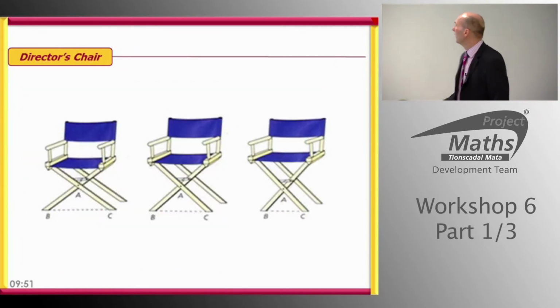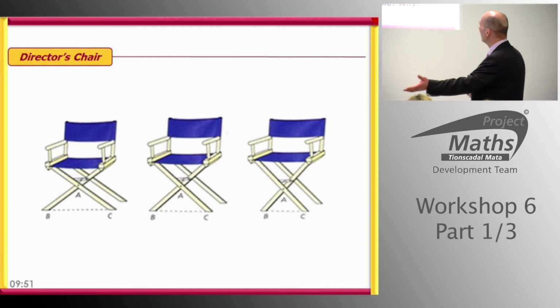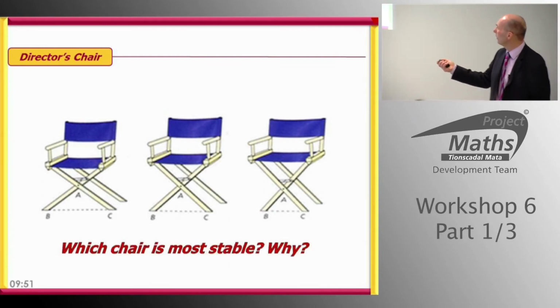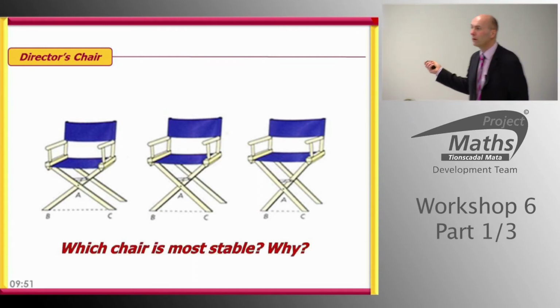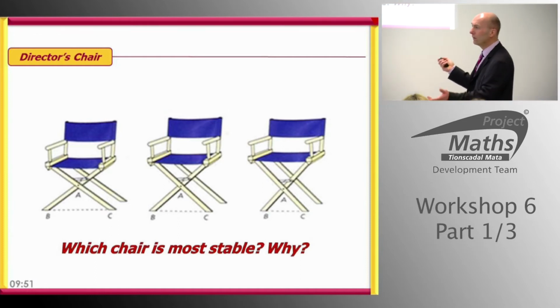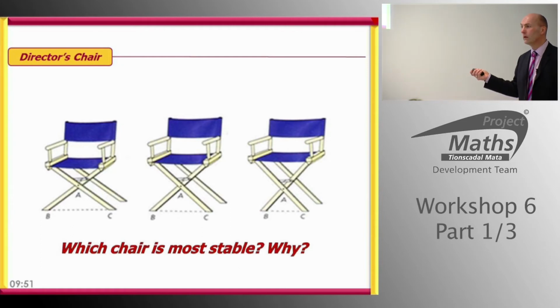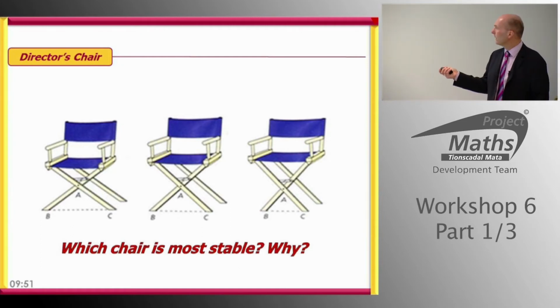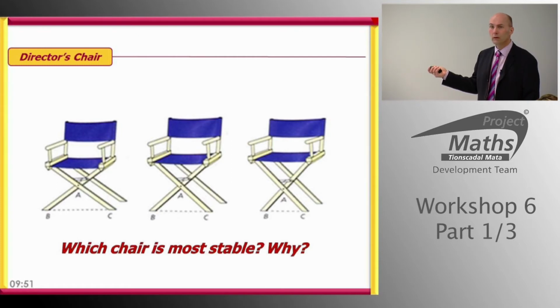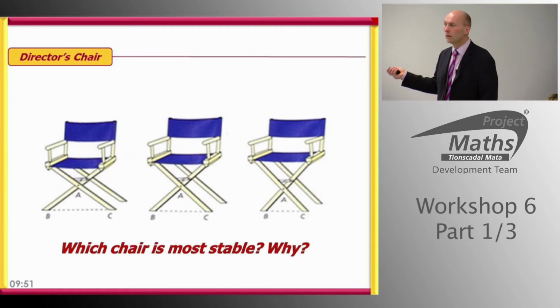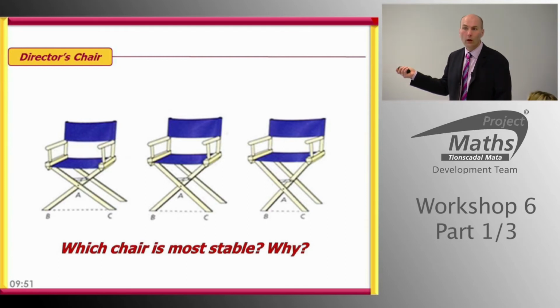So here we had the 3 deck chairs. Which chair, chair 1, chair 2, or chair 3, would be the best one to sit on, do you think? Chair 1. Why chair 1? It's got the widest space. So we have a triangle here. What do you know about the longest side of a triangle? Are there any theorems? It's going to be opposite the largest angle.